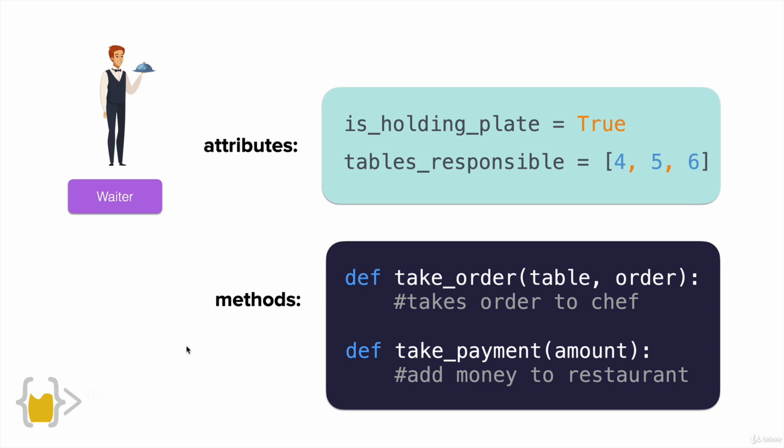Now, the method goes along the same vein. These, as you can clearly see, are just functions. But we call it a method because it's a function that a particular modeled object can do. We need a waiter object to take the order, and we need a waiter object to take payment. Again, these are not just free-floating functions.